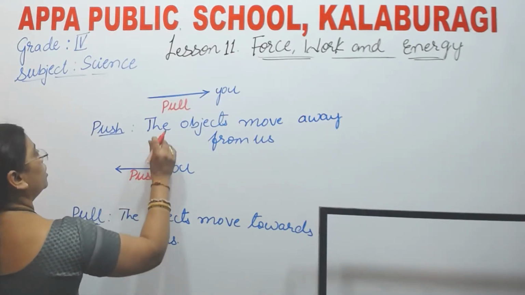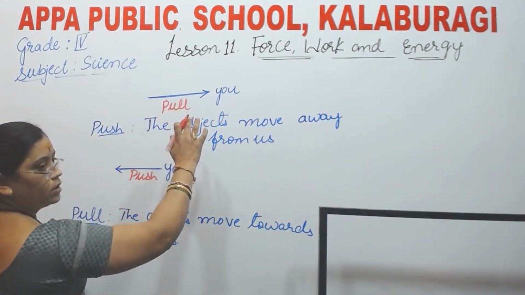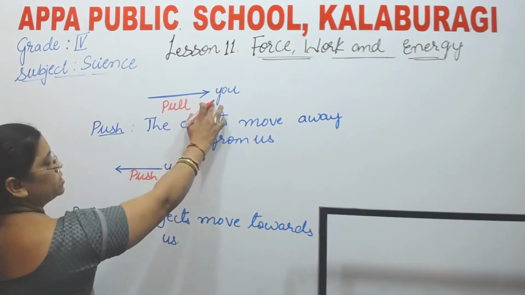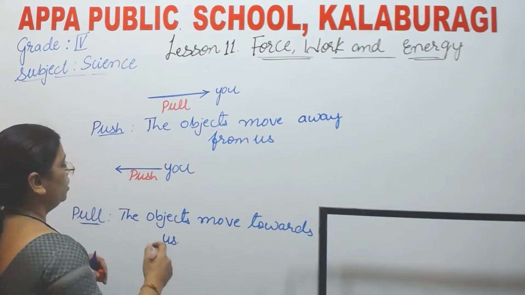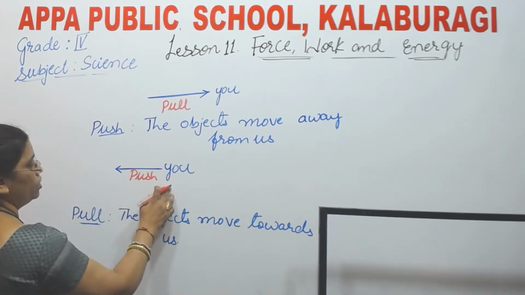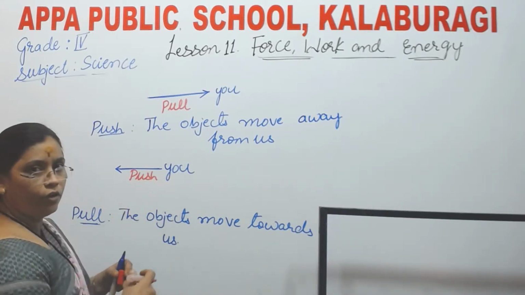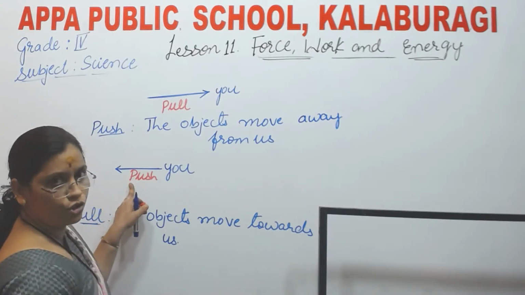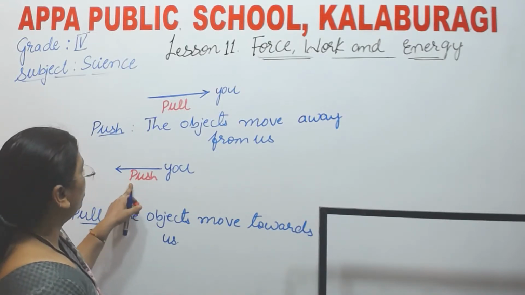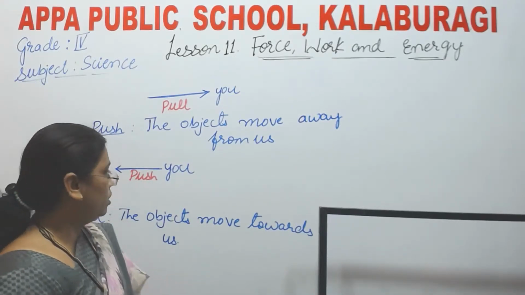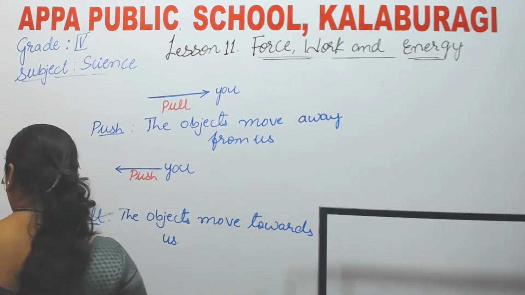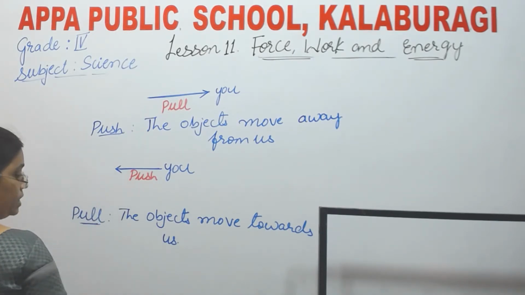So here, pull means when you apply the force, the objects move towards you. And push means when we apply the force, the objects move away from you. That is called push. The difference between pull and push is nothing but the change in direction. Got it, children? So what is pull? What is push? We can give so many examples now.